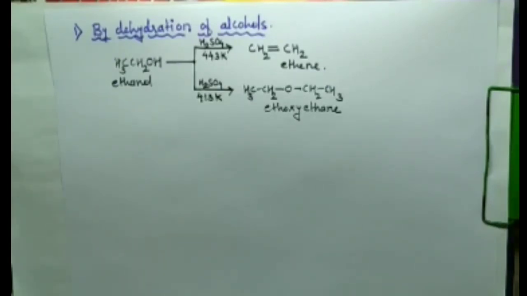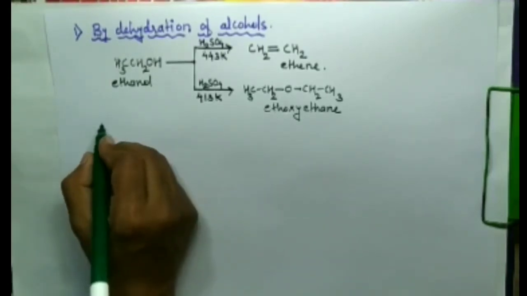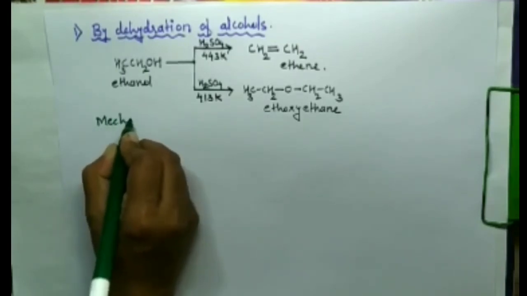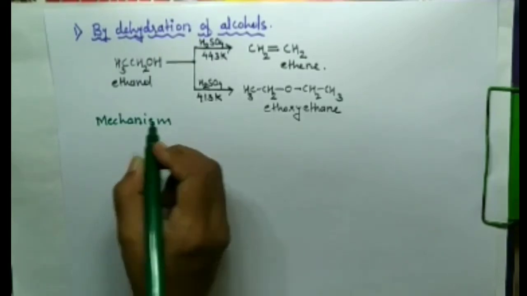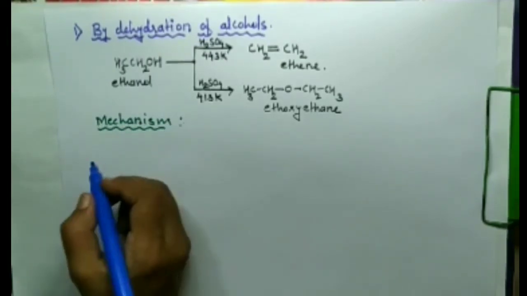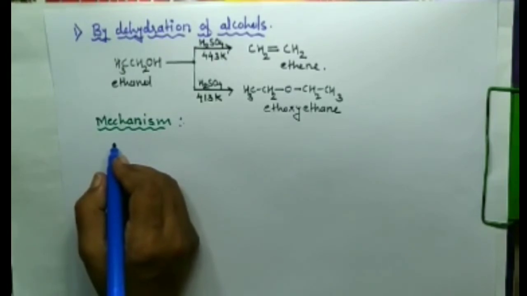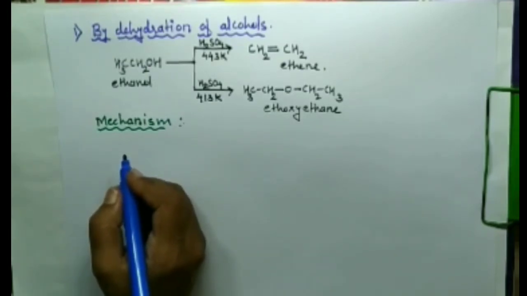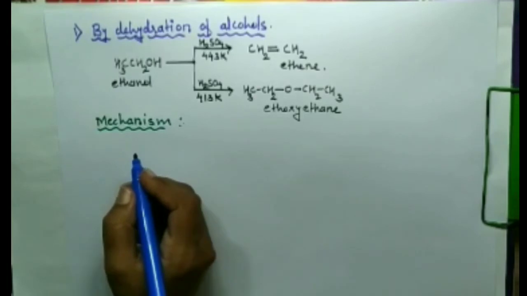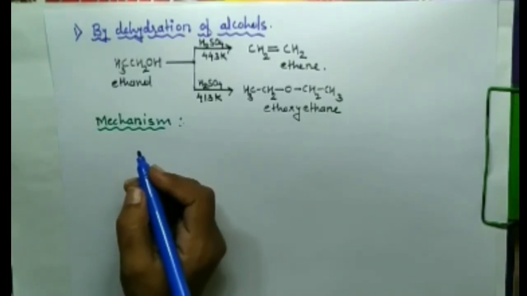So let us see its mechanism here, formation of this ether. This is a general reaction. We are going to see the mechanism in detail, the steps of this reaction. Formation of ether is a nucleophilic bimolecular reaction, that is SN2. It undergoes SN2 mechanism involving the attack of alcohol molecules on the protonated alcohol.